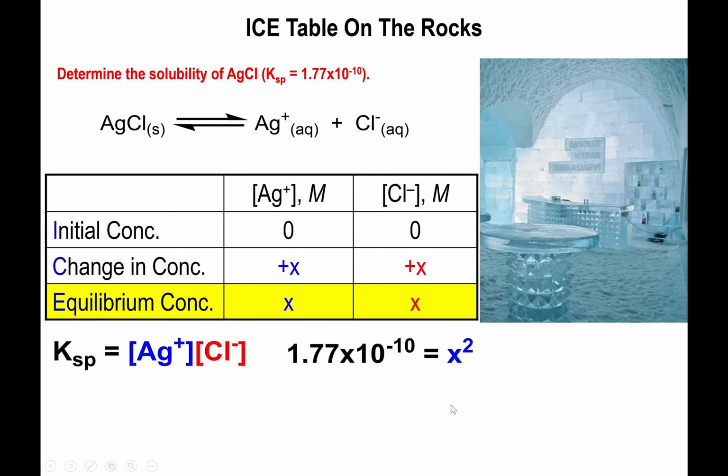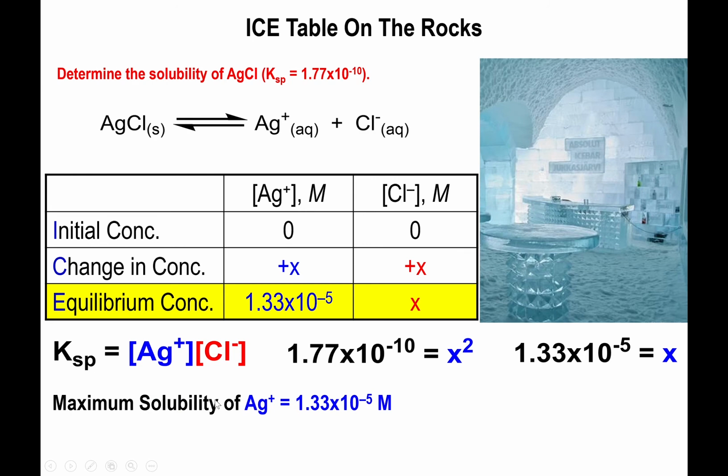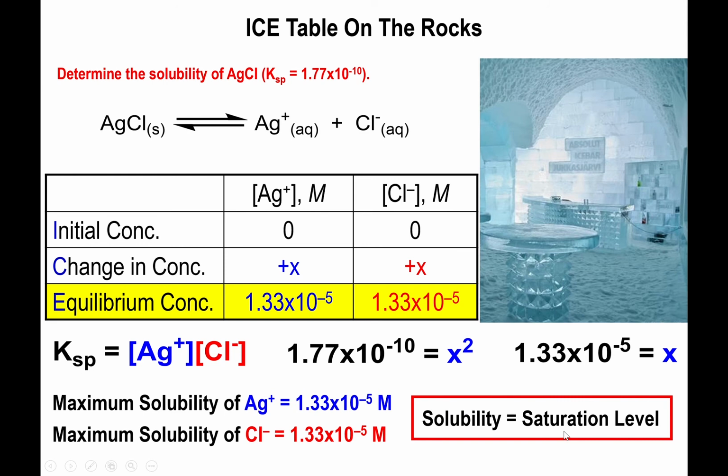So 1.77 times 10 to the negative 7, which is the equilibrium constant, must equal X times X, which is X squared. So right here, all you need to do is take the square root of the number, and that will give you the value of X. And this is what we will say is the maximum solubility of silver, 1.33 times 10 to the negative 5 molar for both silver and chloride. This is the saturation level. This is how much you expect to get, and no more than that, just by dunking some silver chloride solid into your water.